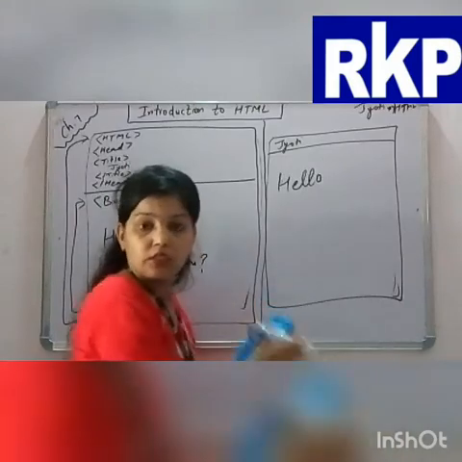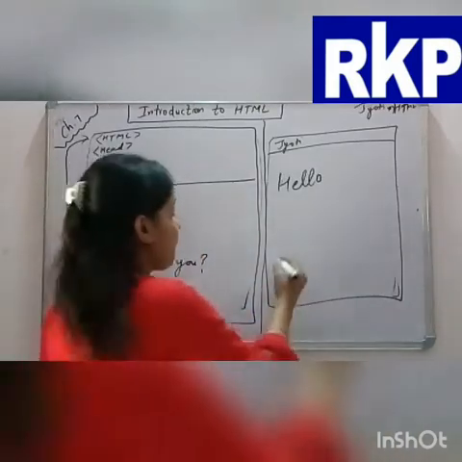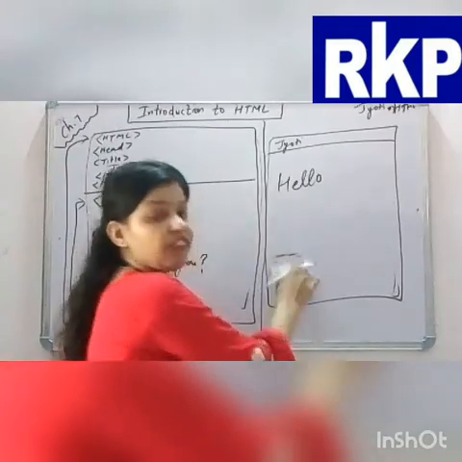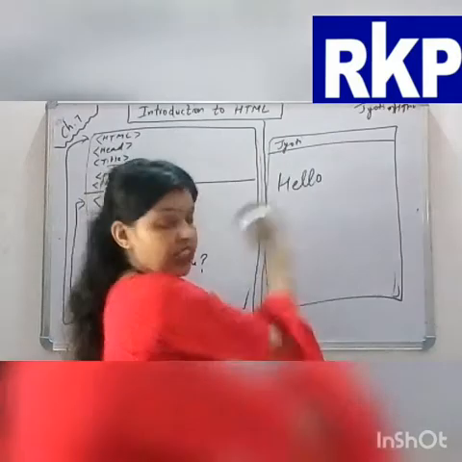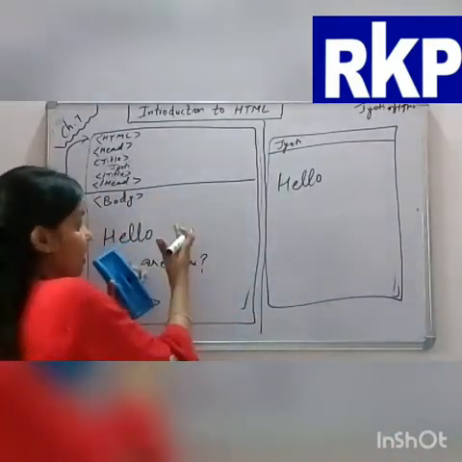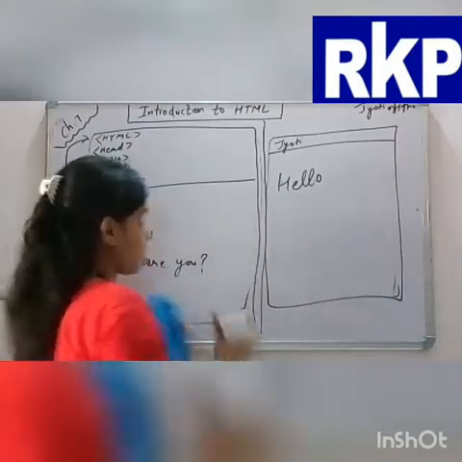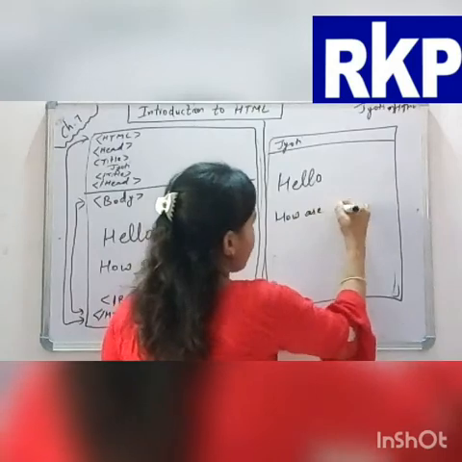So for this, you have to do something more. Refresh it. Press F5, refresh it or reload it. When you reload or refresh it, you will get the updated result. Otherwise, you will get the previous result. So what is the updated result? You will get how are you.